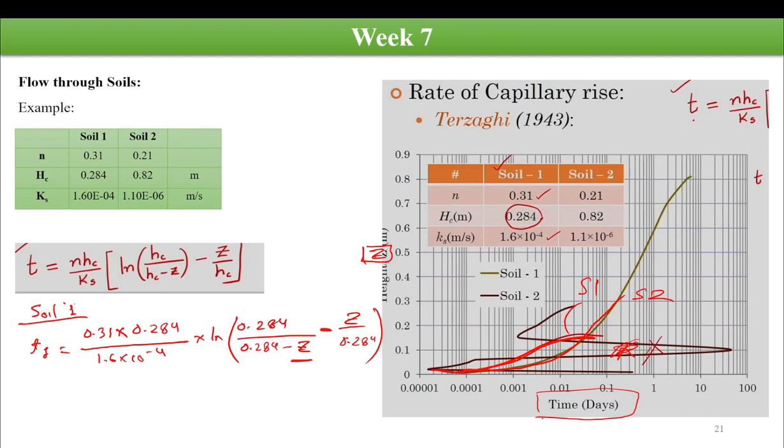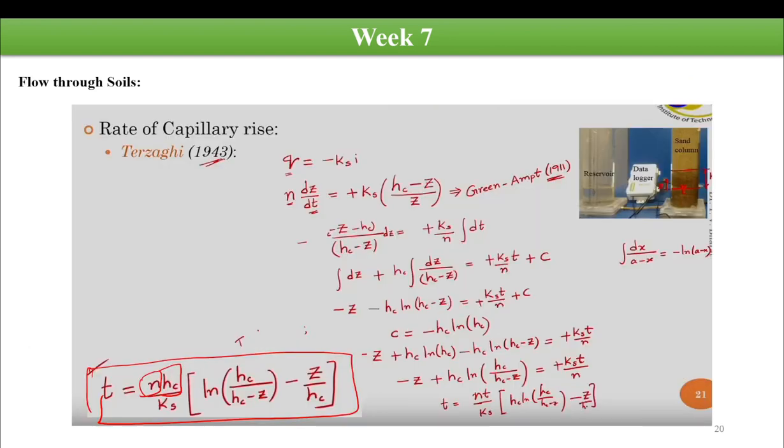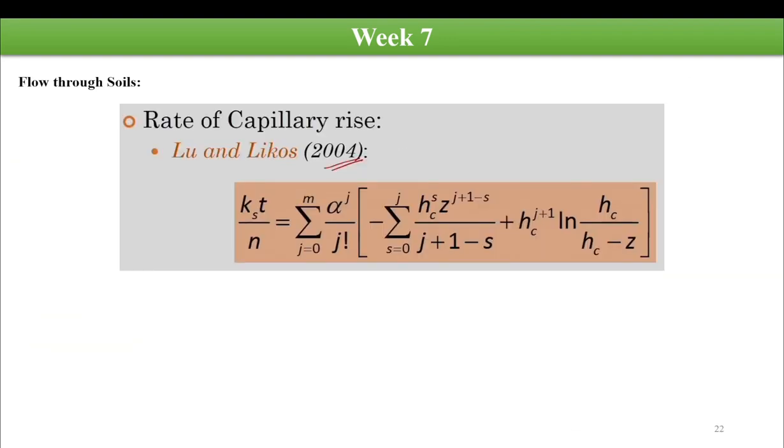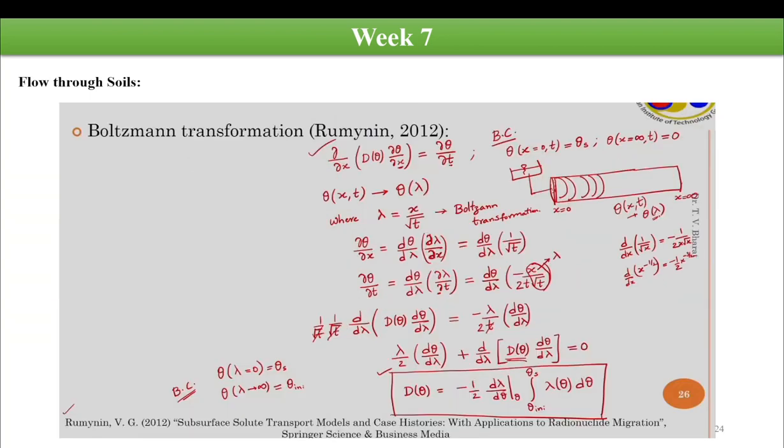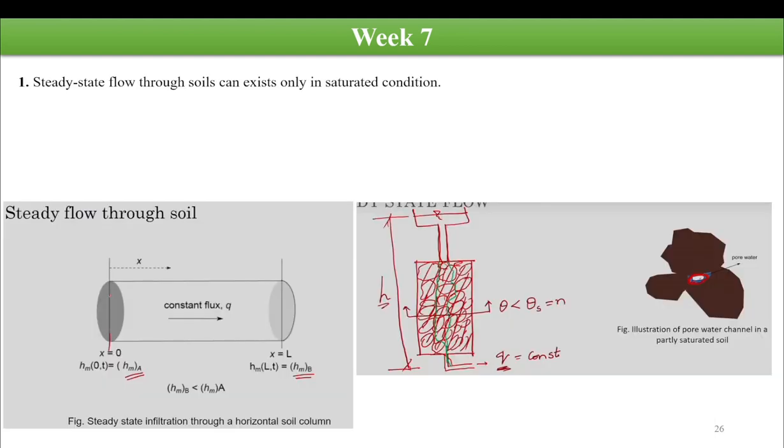This is based on the formulation provided by Terzaghi, as we have seen here, and we've also used Darcy's law to formulate it. Other expressions are also there, like the Lu and Likos 2004 expression, Richards' expression provided for the diffusivity using the diffusivity value and the variation of head, and then we have the Boltzmann transformation constant, etc. These we have studied in the theoretical class.